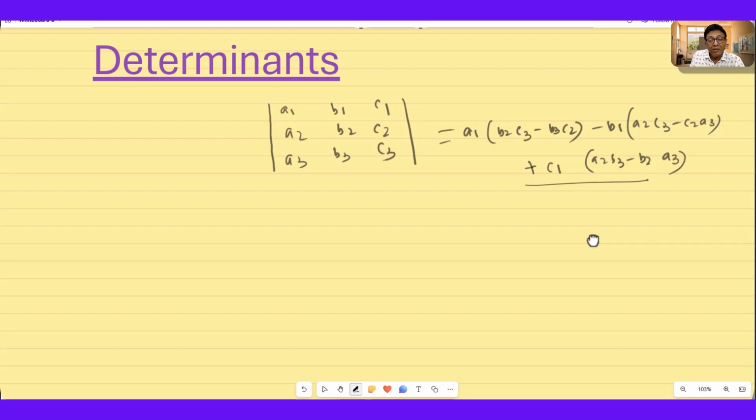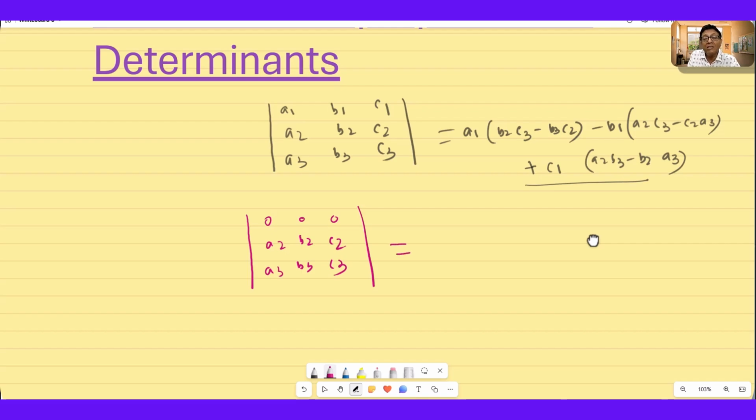In a determinant, if you have all the entries in a row or a column as 0, and then A2, B2, C2, A3, B3, C3, if you expand in terms of the first row or any row or any column, the value of this determinant is 0. This is true for columns also. If there is A1, A2, A3, 0, 0, 0, C1, C2, C3, if you expand by the above rule, the value of this is also 0.